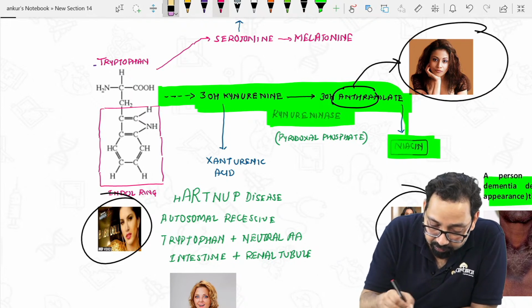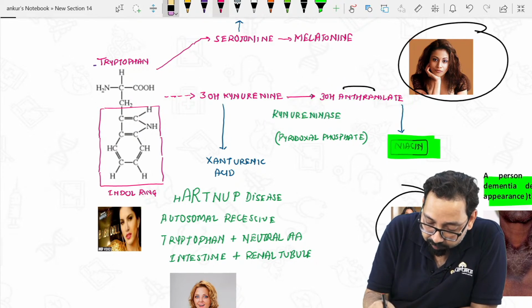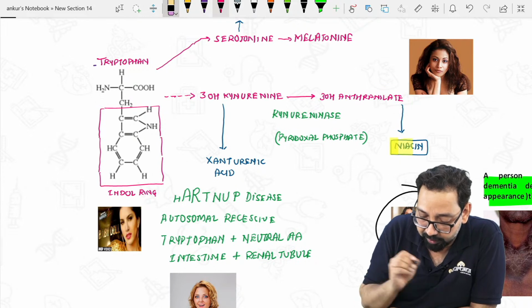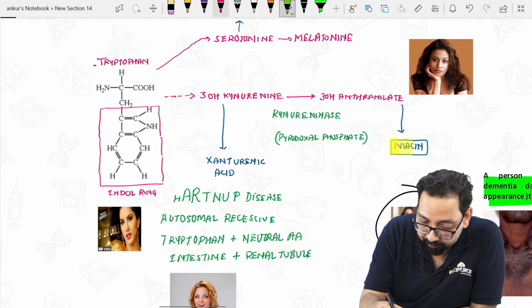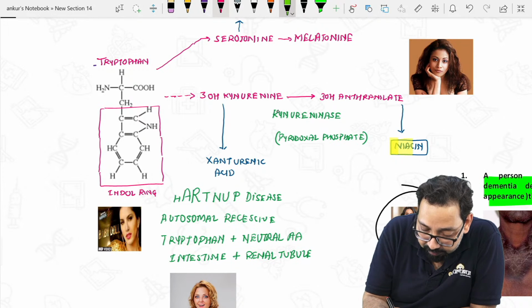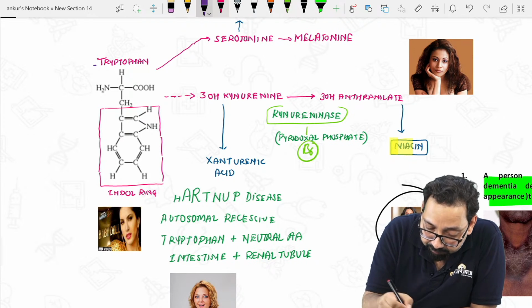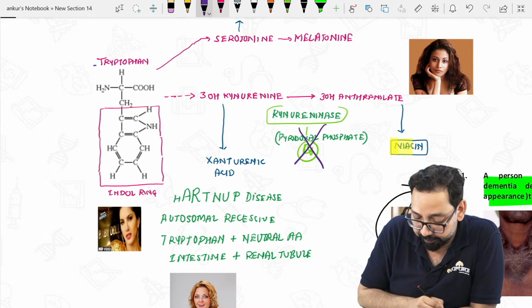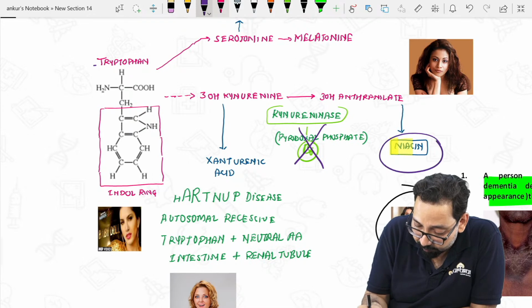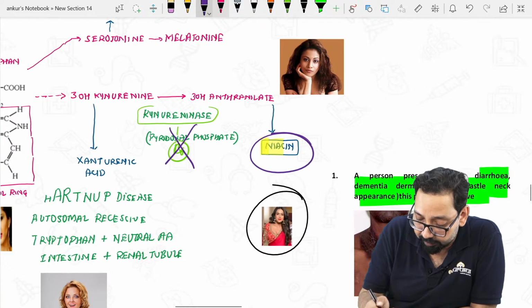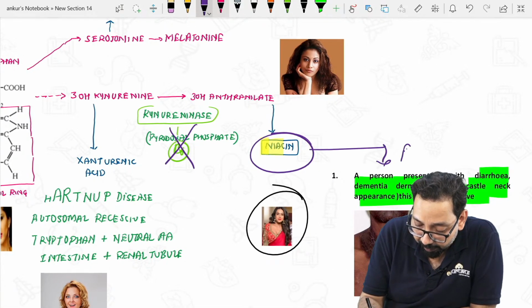We found that normally 60 milligrams of tryptophan give rise to 1 milligram of niacin, and in this reaction the enzyme kynureninase has cofactor B6. If B6 is deficient, this enzyme is deficient, then niacin will not be produced, resulting in pellagra.